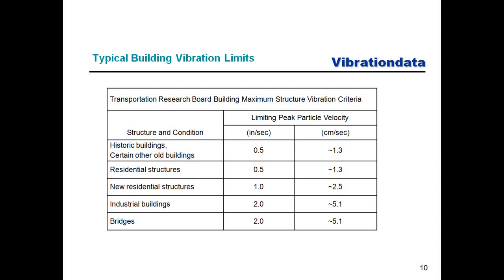Here are just some typical standards. So if you start to do a Google search and go through different references, you might see something similar to this. This is from some organization called the Transportation Research Board, Building Maximum Structural Vibration Criteria. And the criteria is in terms of the limiting peak particle velocity. So for historic buildings, the velocity threshold upper limit would be 0.5 inches per second.